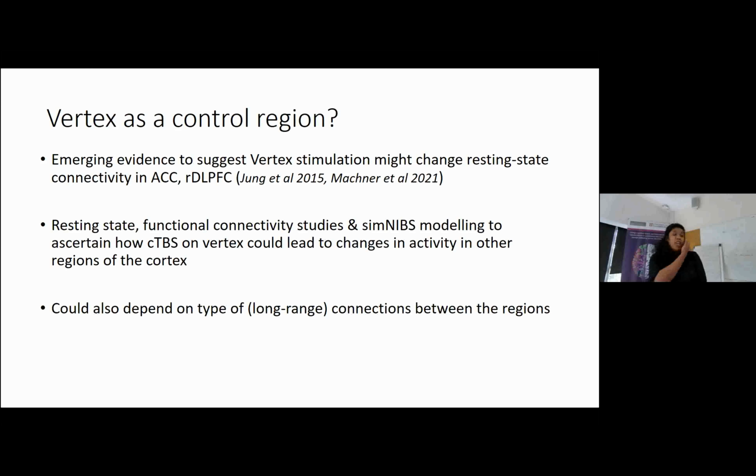It could also depend on the regions that we're looking at and the type of long range connections between the vertex and those regions. And this is also food for thought as to whether vertex could be used as a control region for any TMS. That's something that I want to look into further, and I'm happy to have thoughts on that. We are also currently analyzing the other results from the study to see if this hypothesis actually holds up, in terms of whether the vertex stimulation is only creating these modulations because of the intrusion scores, or if there's anything else happening as well.